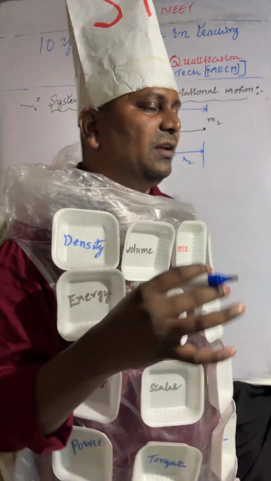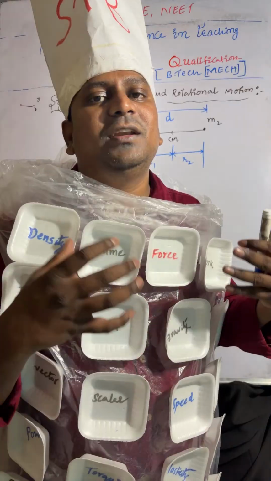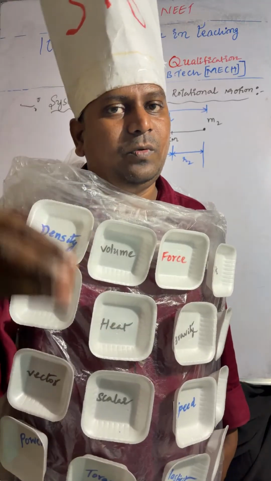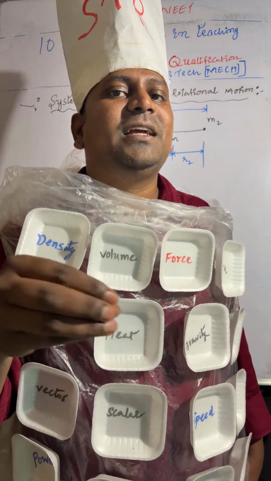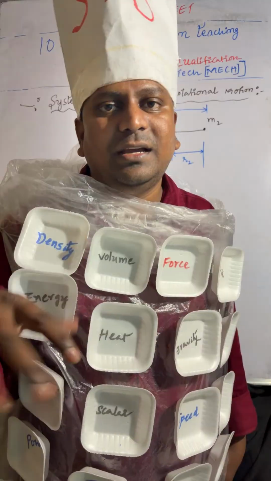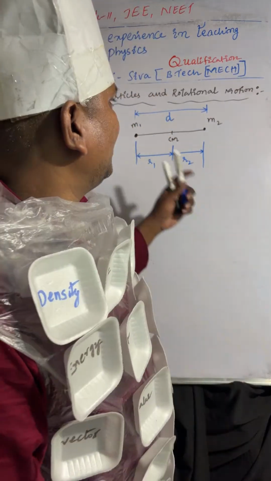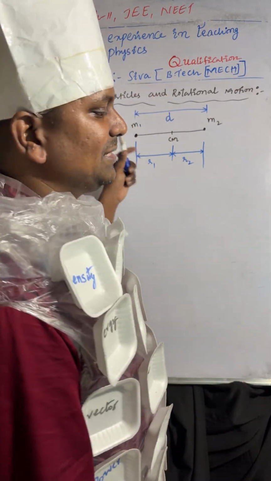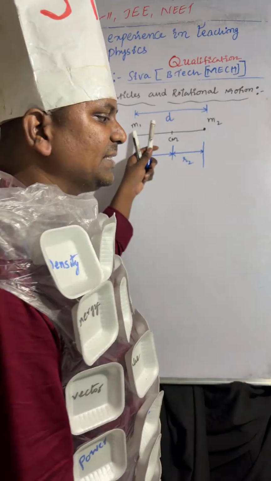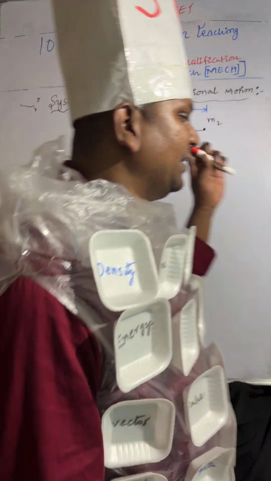Once again, observe carefully here. I'm taking two particles. If you take one particle, we know the center of mass lies in that particle at one point. The total mass of the body is concentrated at one point, so if you hold that point, we can balance the entire object. Here two particles m1 and m2 are separated by a distance d. The center of mass lies at the center of the two particles.